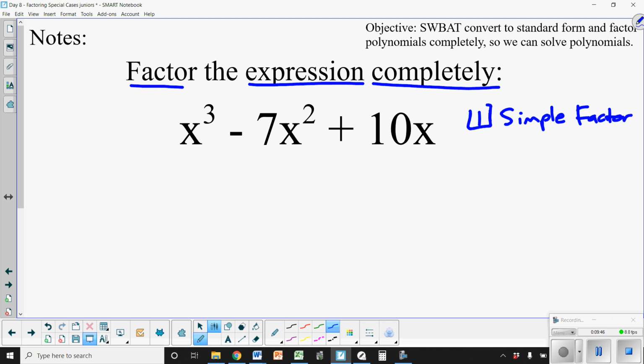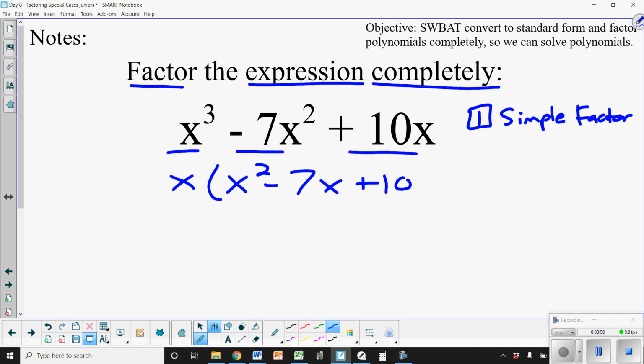So simple factoring is always going to be our number one step. What can we factor out of these three terms? We see that we have an x in all of them, so we can factor out an x. Then we have x squared minus 7x plus 10.